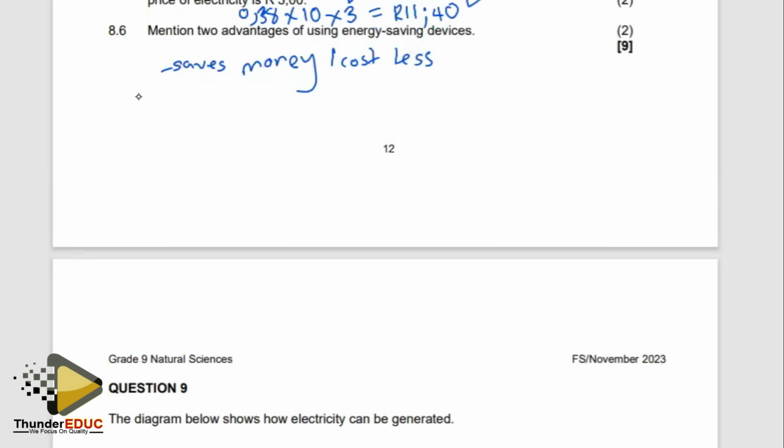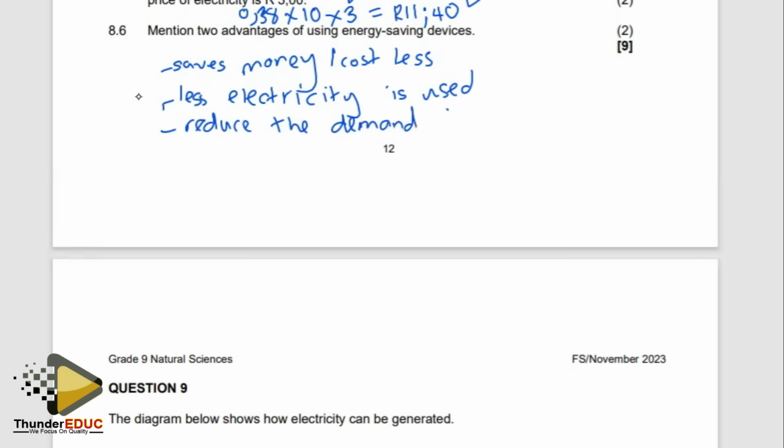Then also less electricity is being used, because remember that one is 380 watts. So we are also having less electricity is used. Then we can also have it reduces the demand for electricity. The demand for electricity.